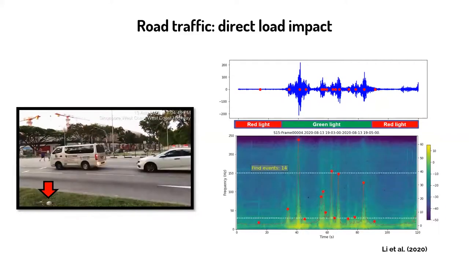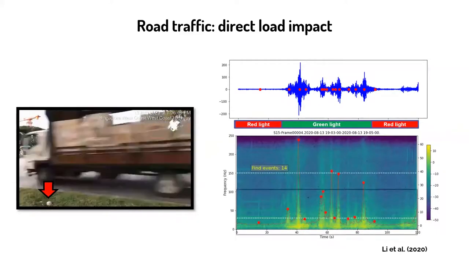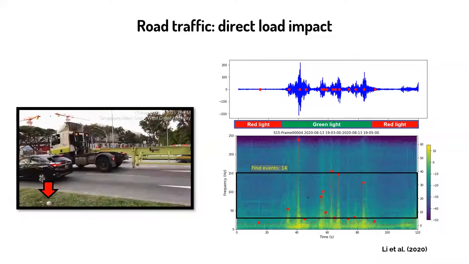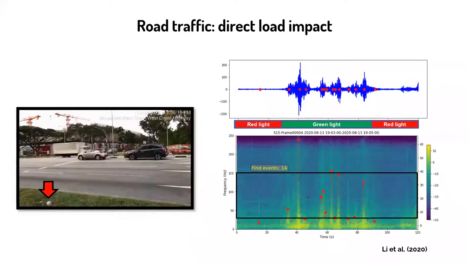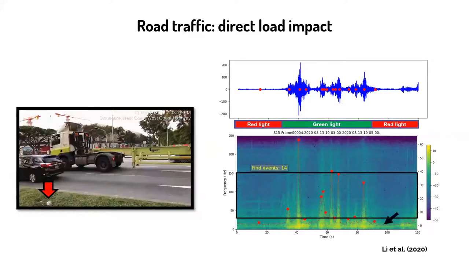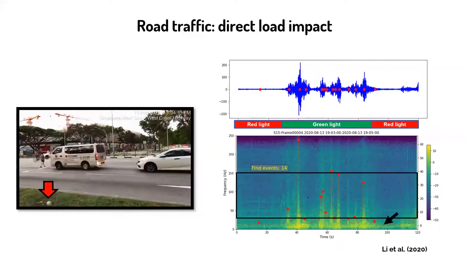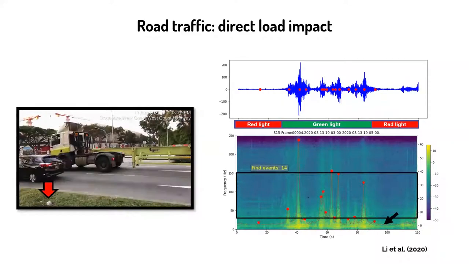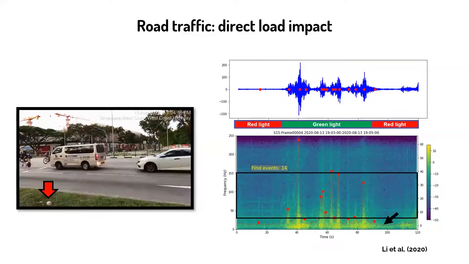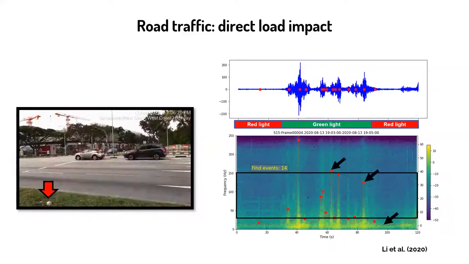The high frequency band between 30 and 150 Hz contains mostly the direct load impact of the passing vehicles. The red dashed line overlaid on the spectrogram is the average spectral energy between 30 and 150 Hz. By counting those peaks, the number of vehicles passing through can be known.